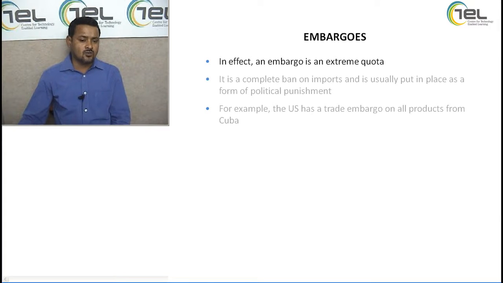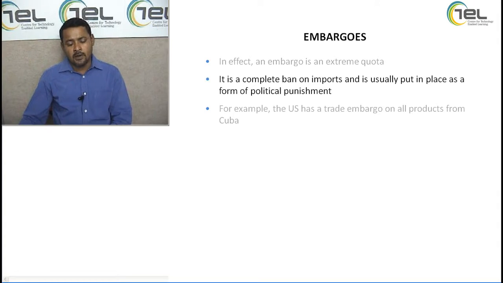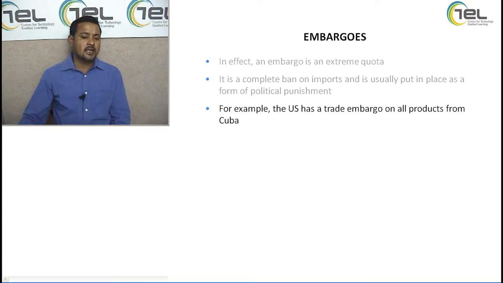The next point is embargoes. This is one of the restrictive practices. In effect, an embargo is an extreme quota, abolition of total trade. If a country puts a ban on another country's exports, it's known as an embargo. It's a kind of political punishment given to one country because of lack of coordination between two governments. For example, the United States has a complete trade embargo on all products from Cuba. So the Cuban people cannot export any commodity, even the sugar and the cigars. Cuba is famous for its cigars and sugar. They cannot be exported into the United States.